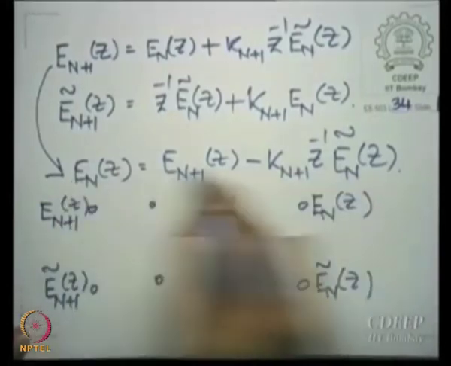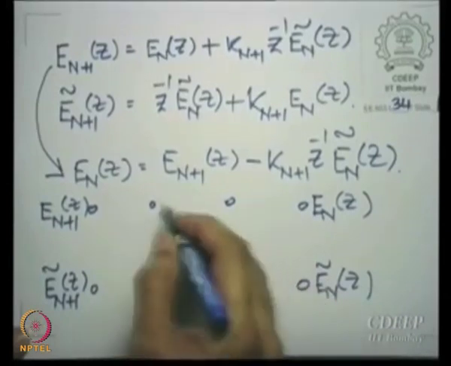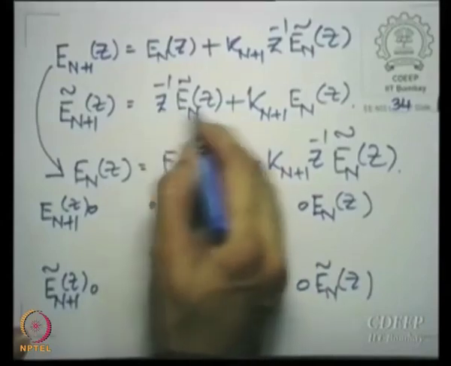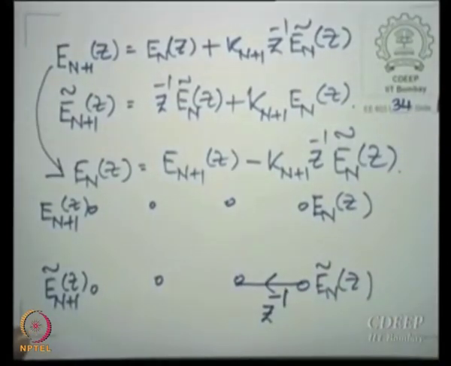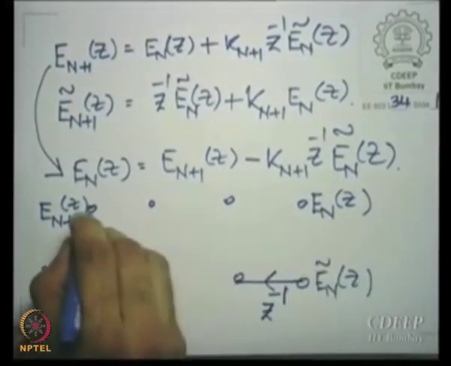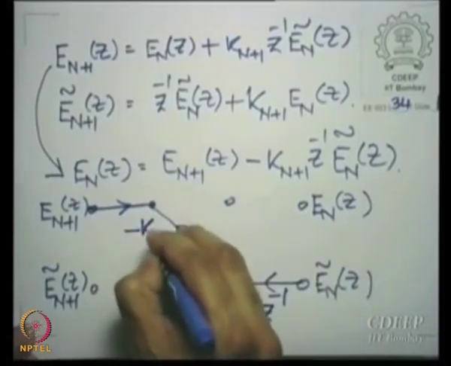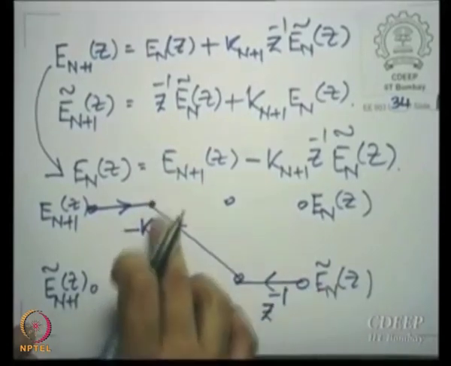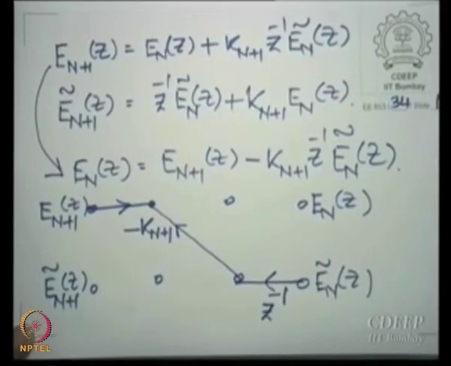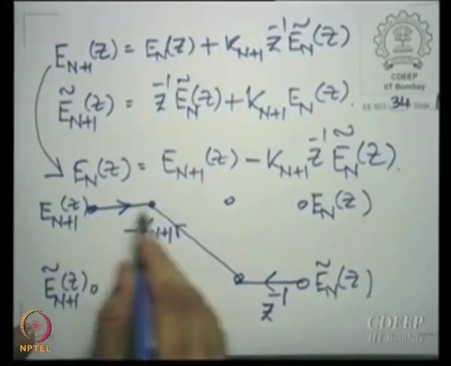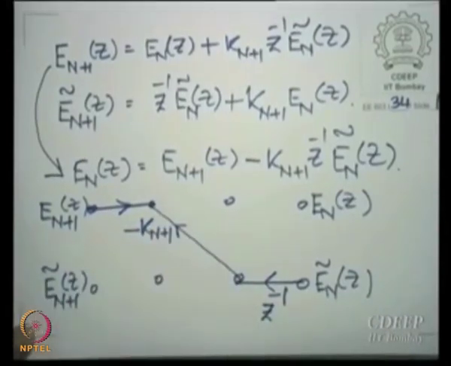So if you look at this relationship, what it says is that E_n(z) is a combination of E_{n+1}(z) and K_{n+1} times z inverse E_n tilde(z). In any case, we require z inverse E_n tilde(z) for both of these expressions, and therefore we can put a z inverse right there. So we need to add up E_{n+1}(z) and minus K_{n+1} times z inverse E_n tilde(z). So what we generate here is essentially E_n(z), which is of course transmitted forward.